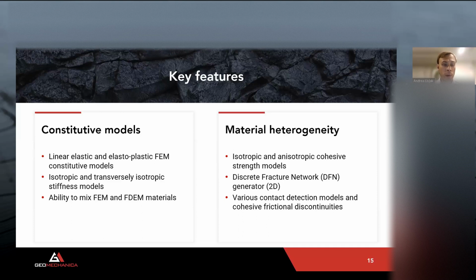We have recently added the ability to mix FEM and FDEM material models in one single simulation run. Material and rock mass heterogeneity can be easily captured. We have the ability to capture anisotropic as well as isotropic strength response at the cohesive element level. There is a discrete fracture network generator in 2 dimensions to easily generate the fracture network to be incorporated and embedded into the model. And there are various contact detection models and cohesive frictional discontinuity that can be added.